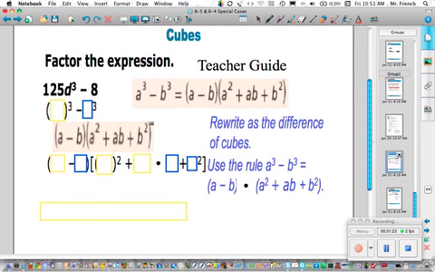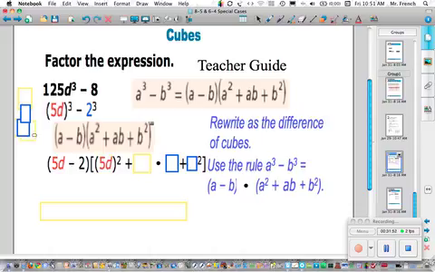First of all, 125, is it a perfect cube? Yes, it is. 5d. We'll put it right there. And then 8, is it a perfect cube? Yes, it is. 2. So I can see that my A value is 5d and my B value is 2. All I have to do is put 5d in for the A and 2 in for my B into my formula, and I have it factored. It's done. That's all there is to this whole process.